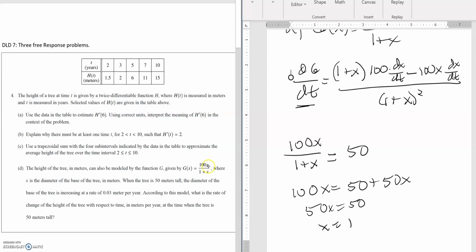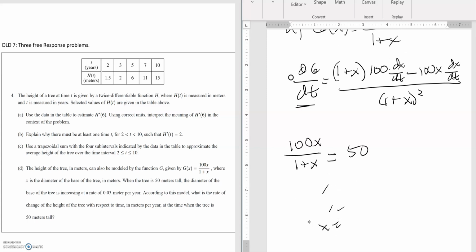Let me double check that. 100 over 2 is 50. Oh, you guys are nice. So x is 1. So you plug in 1 for the x's and 0.03 for the dx dt's, and then leave it at that point because you don't want to do any algebra because you don't need to once you have that expression done. So I've got 2 minutes. I can make it. But I'm out of room.